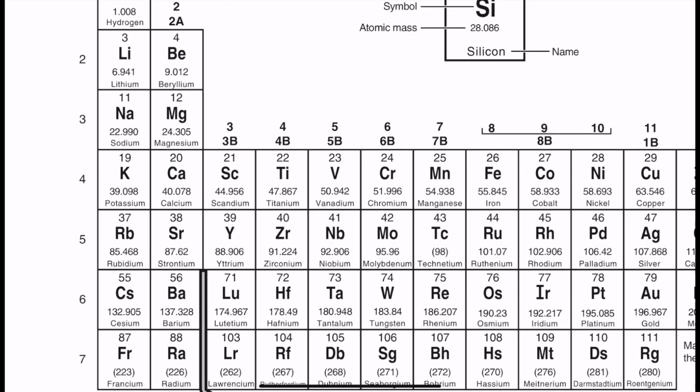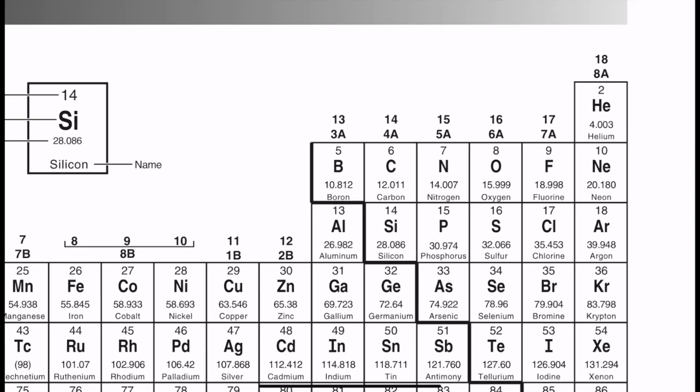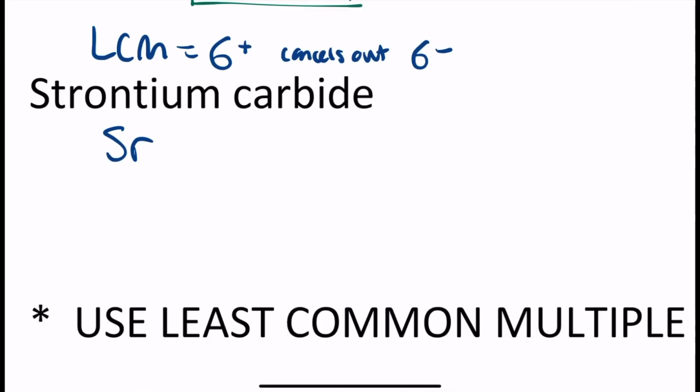Carbide, it looks like that's going to be all the way over here. It's actually a carbon ion. It's in group 4A, and since it's a nonmetal, it's going to gain electrons to get a negative charge. It's going to gain 1, 2, 3, 4 electrons there. So it'll have a 4 minus charge. So strontium has a 2 plus charge. Carbide has a 4 minus charge.